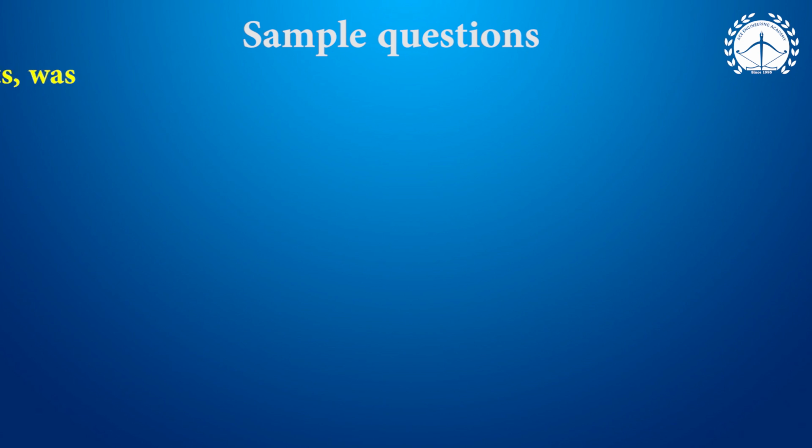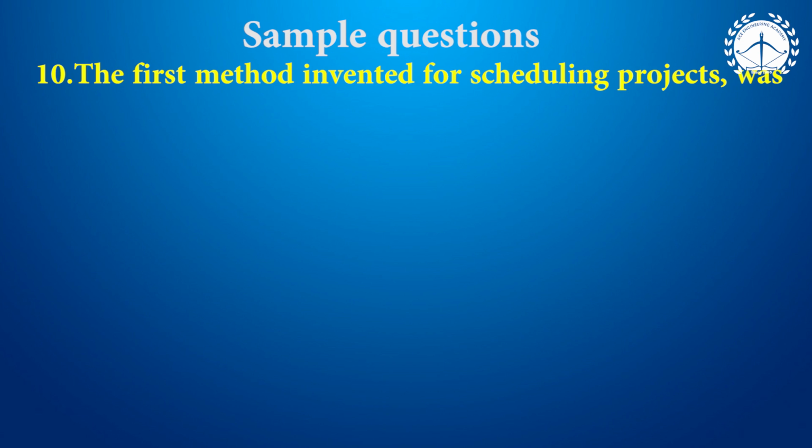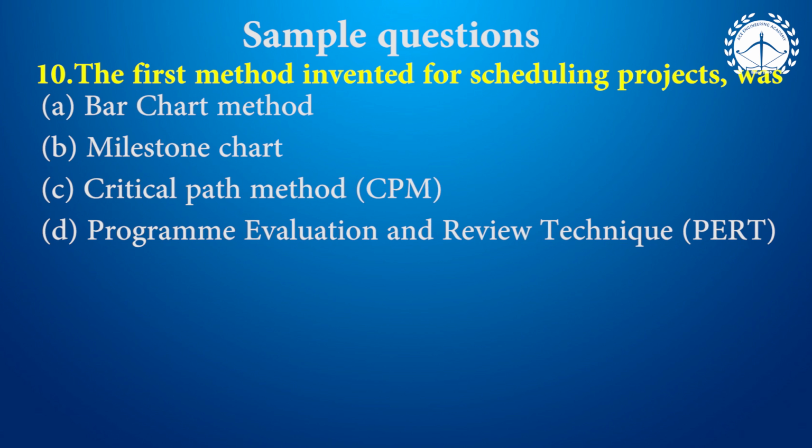So coming to the next question, what is the first method invented for scheduling a project? Just we can observe here bar charts. Bar charts are oldest methods. After bar charts, we have milestone charts, linked bar charts, network diagrams. As per the options, bar chart, milestone, critical path and program evaluation review technique. So which one is the oldest one? Bar chart. Which one is the latest among the options? Obviously PERT is the latest one.